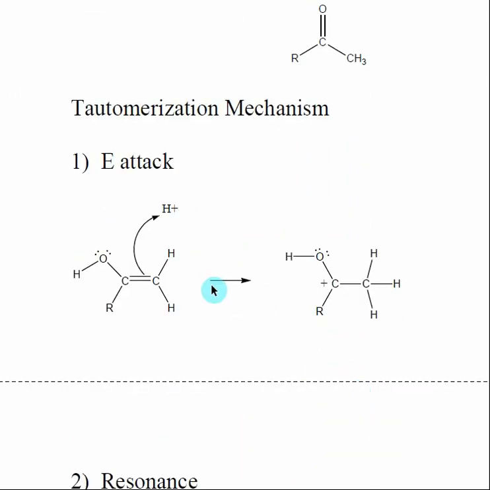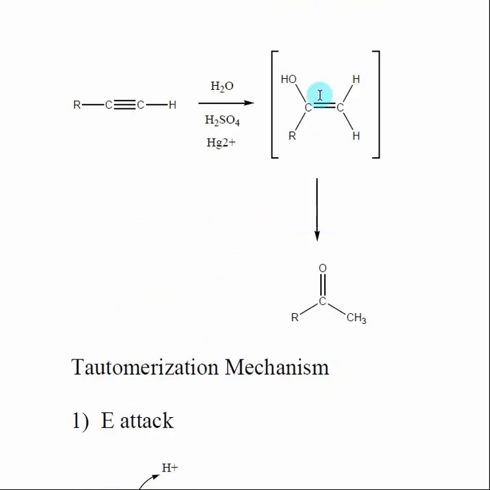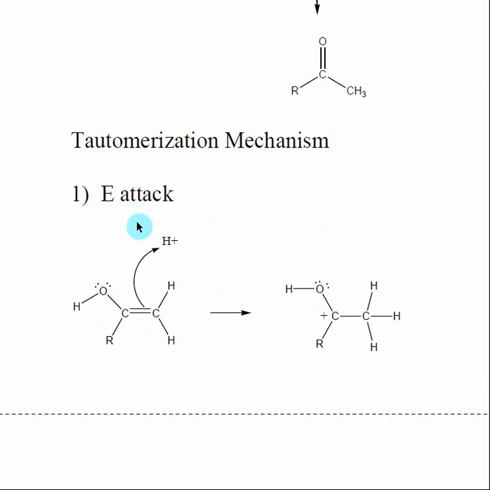So just to show you a little bit more of what happens here, how do I make this conversion from this species with an alcohol to this species with, in this case, a ketone? So in the first step, we still do electrophilic attack. So this is the mechanism for doing that conversion. So we still have this intermediate, has an OH and an alkene.